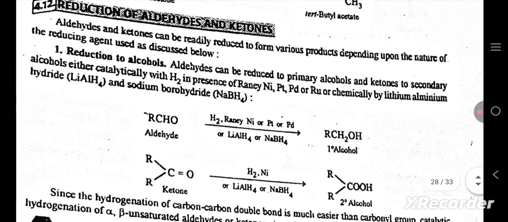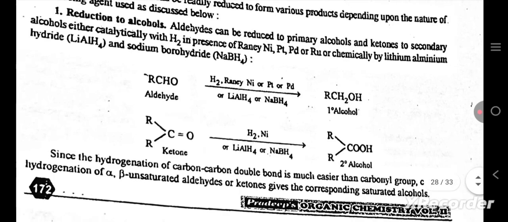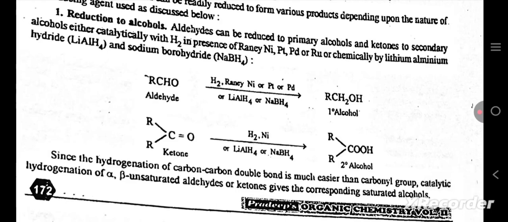Reduction of aldehydes and ketones. Aldehydes and ketones can be easily reduced to form various products depending upon the nature of the reducing agent used as discussed below. Reduction to alcohols. Aldehydes can be reduced to primary alcohols and ketones to secondary alcohols either catalytically with H2 in presence of Raney Ni, Pt, Pd or Ru, or chemically by lithium aluminium hydride and sodium borohydride.